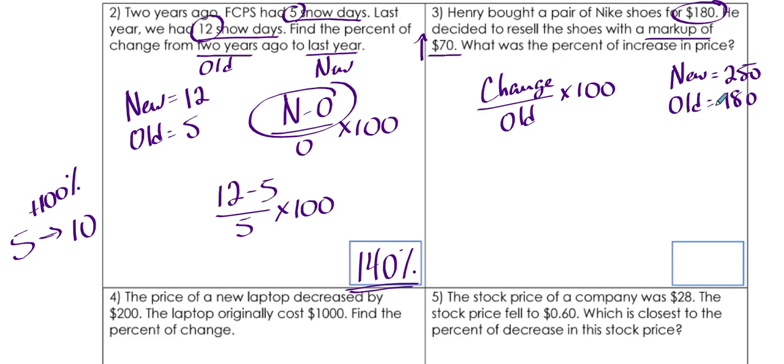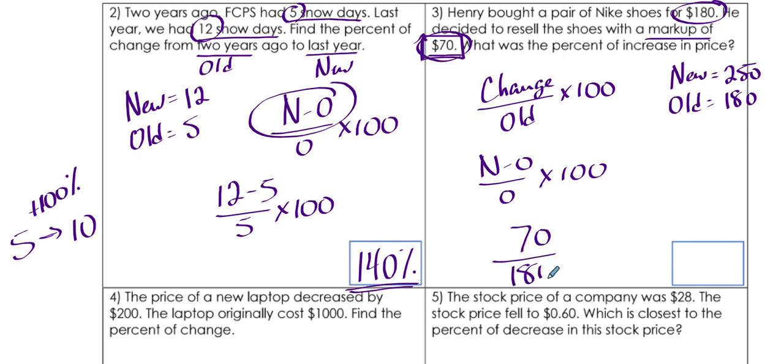So we could find the new and the old and just use that equation, the new minus the old, divided by the old times 100. But they're actually already telling us this part, that change amount is this markup amount. 250 minus 180 could go on top, or we could just directly use that change amount. That is 70 over 180 times 100.